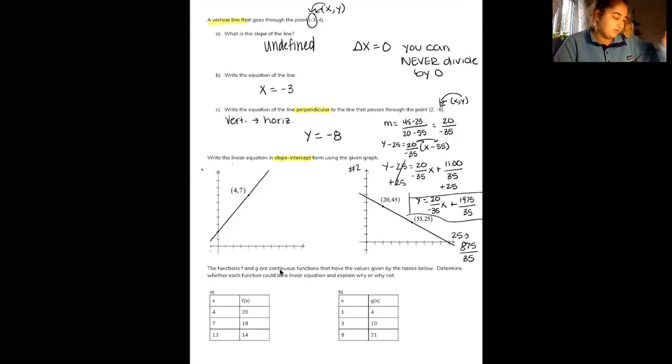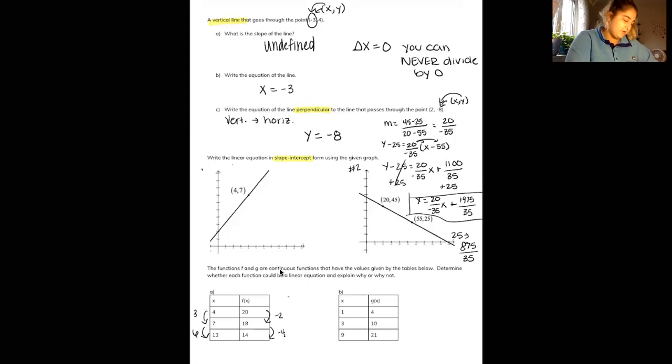Okay? And then I will do one of the problems below. And you were just trying to determine whether each function could be a linear equation and explain how you know that, why or why not. Okay? So I'm going to first look at the change in x value. So this goes from 4 to 7, right? So that's a change of 3. And this goes from 7 to 13. That's a change of 6. 20 to 18 is a change of -2. And then 18 to 14 is a change of -4.